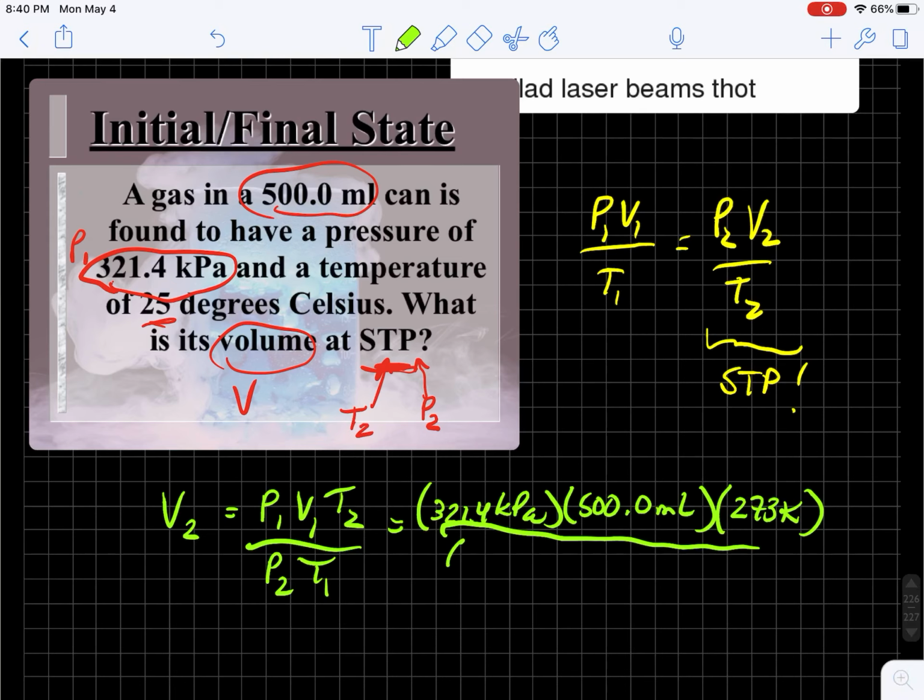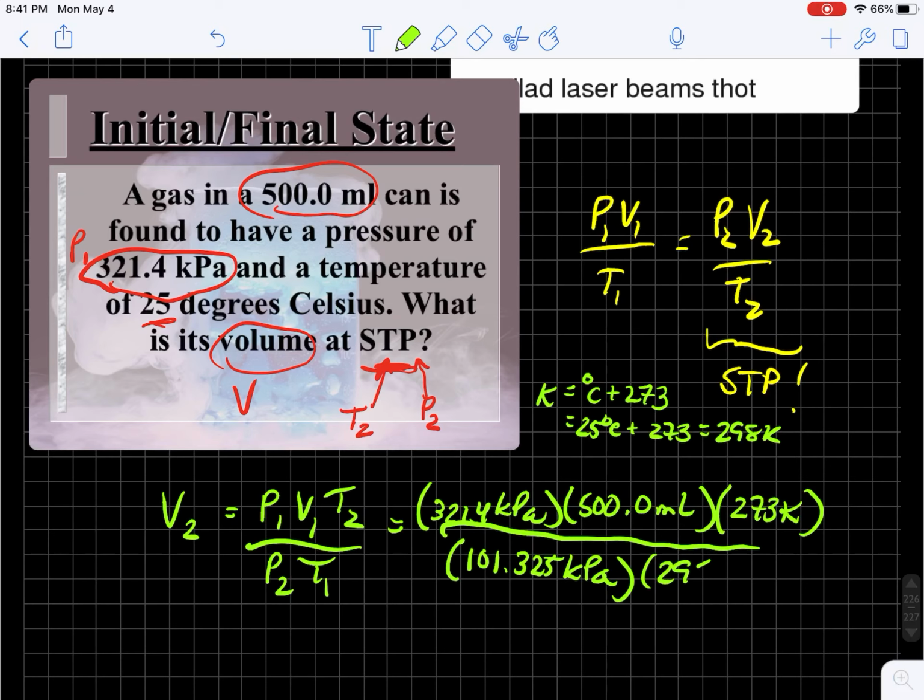And my second pressure is standard pressure, which is 101.325 kilopascal. And my initial temperature is 25 degrees C, so I'm going to have to do a little conversion here. Kelvin is equal to degrees C plus 273. So I'll take my 25 degrees C, add it to 273, and my Kelvins are 298 K. So I'll substitute that in there. And now it's just a matter of a little calculator work. 321.4 times 500 times 273 divided by 101.325 divided by 298.